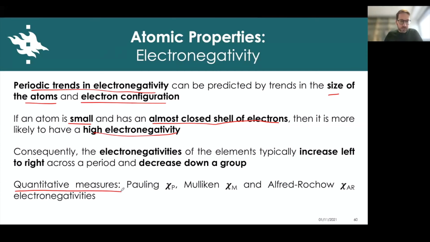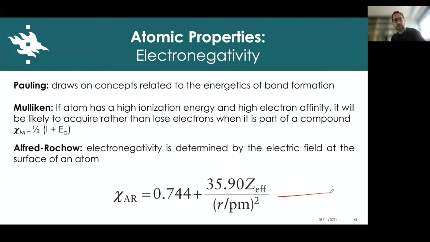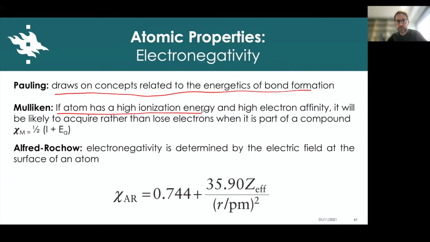So different types of definitions and scales have been proposed, such as the Pauling electronegativity, the Mulliken electronegativity, and the Allred-Rochow electronegativity. In the case of the Pauling definition, we will not go into details of these definitions, but the Pauling definition draws on concepts related to the energetics of bond formation. The definition of Mulliken states that if an atom has a high ionization energy and high electron affinity, it will be likely to acquire rather than lose electrons when it's part of the compound.